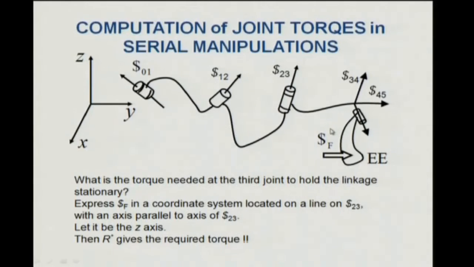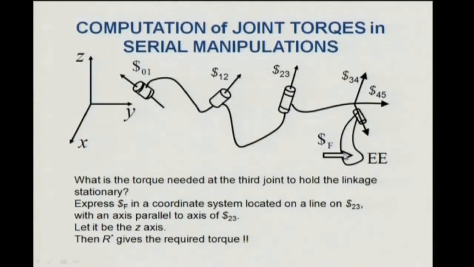Having done all this, let us now come back to some use of the system. We have this manipulator and we are applying a force here, a force-moment combination, that is why I put in a dollar, whatever you want to apply out here. And we ask what is the torque needed at the third joint to hold the linkage stationary. I have a motor at the third joint, so I must make sure that the motor is holding it stationary. Or I might ask, if I want to apply so much force, what is the torque which I must give in that motor?